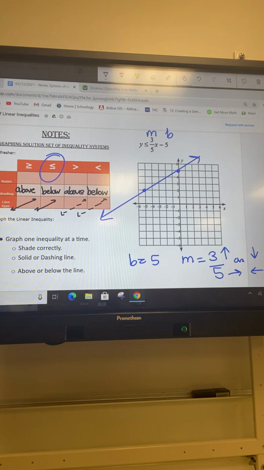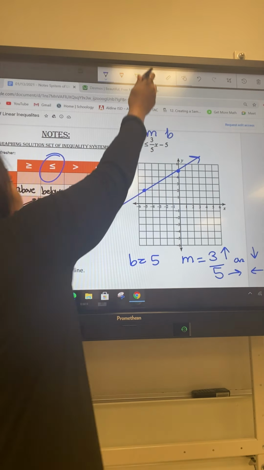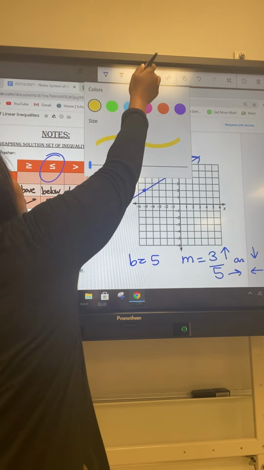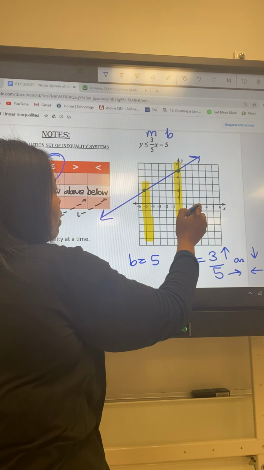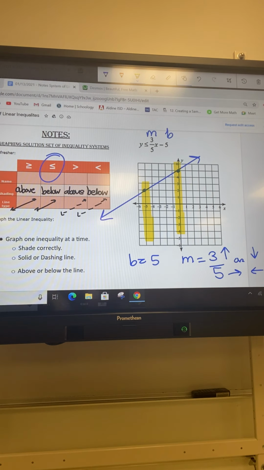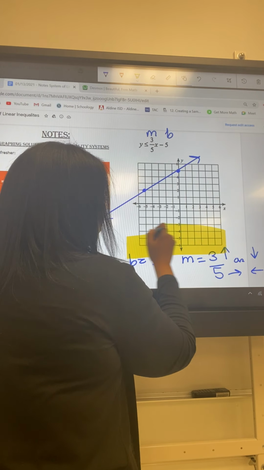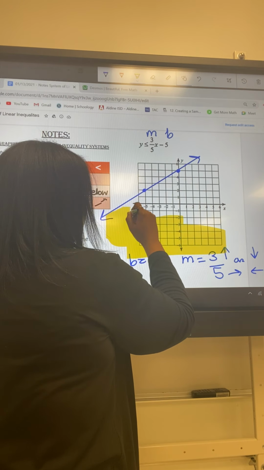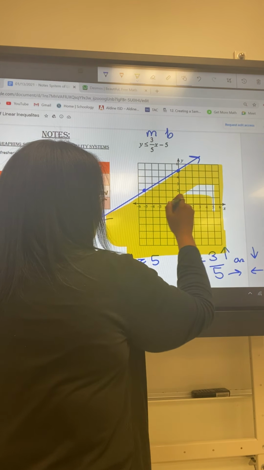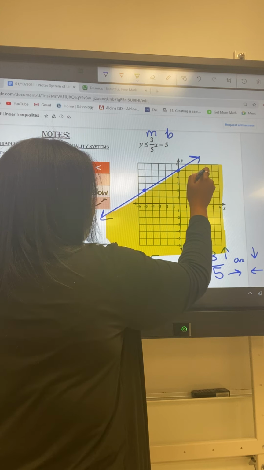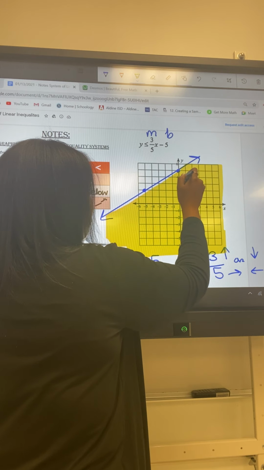So remember that if we want to shade below, we're going to go to the line. And the area that is below means that we will go straight down. All right, so let me fix that. We don't want to go above it, so let's get rid of that. All right, so that means that we're going to shade everything that is below the line without actually going past the line. All right, so then this will be our solution set. All right, so it's going to be everything that is below the line.